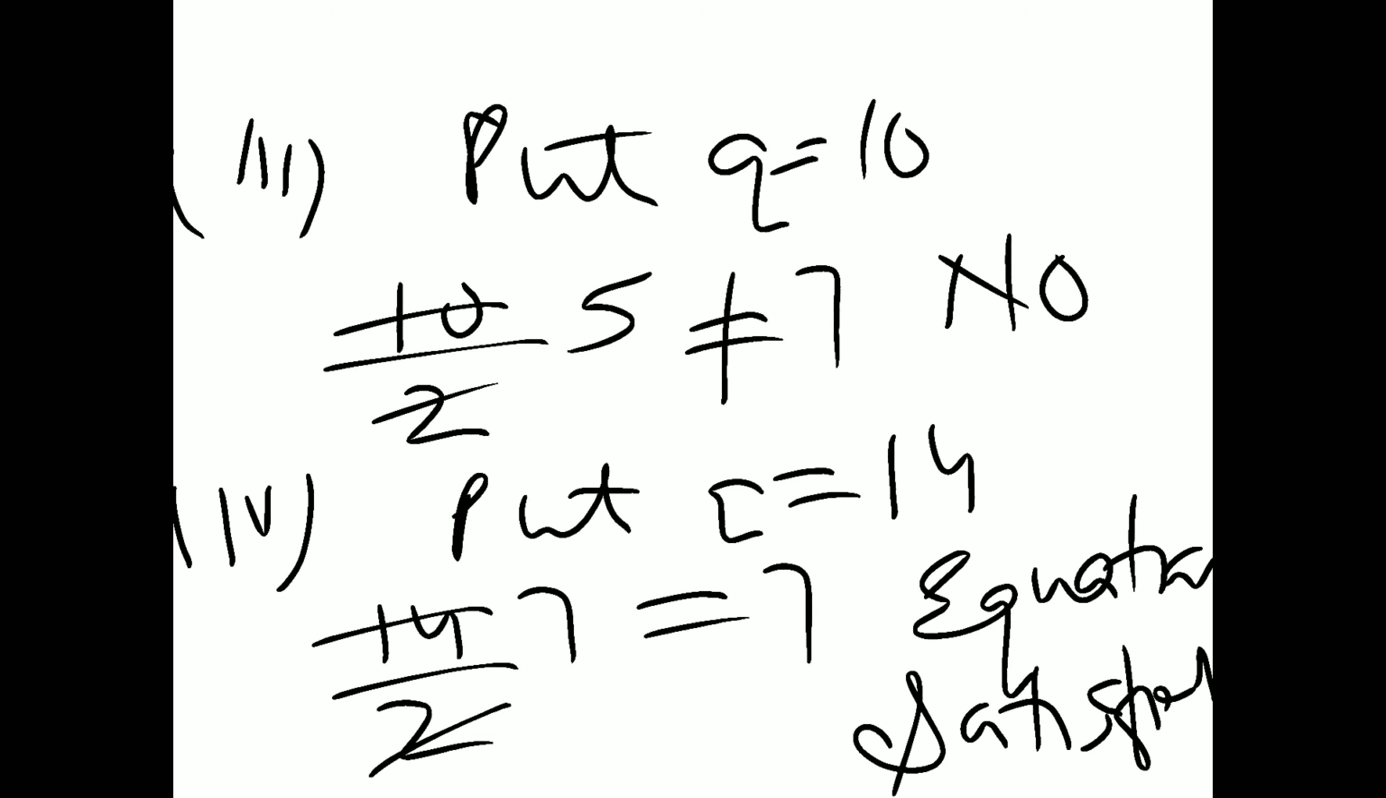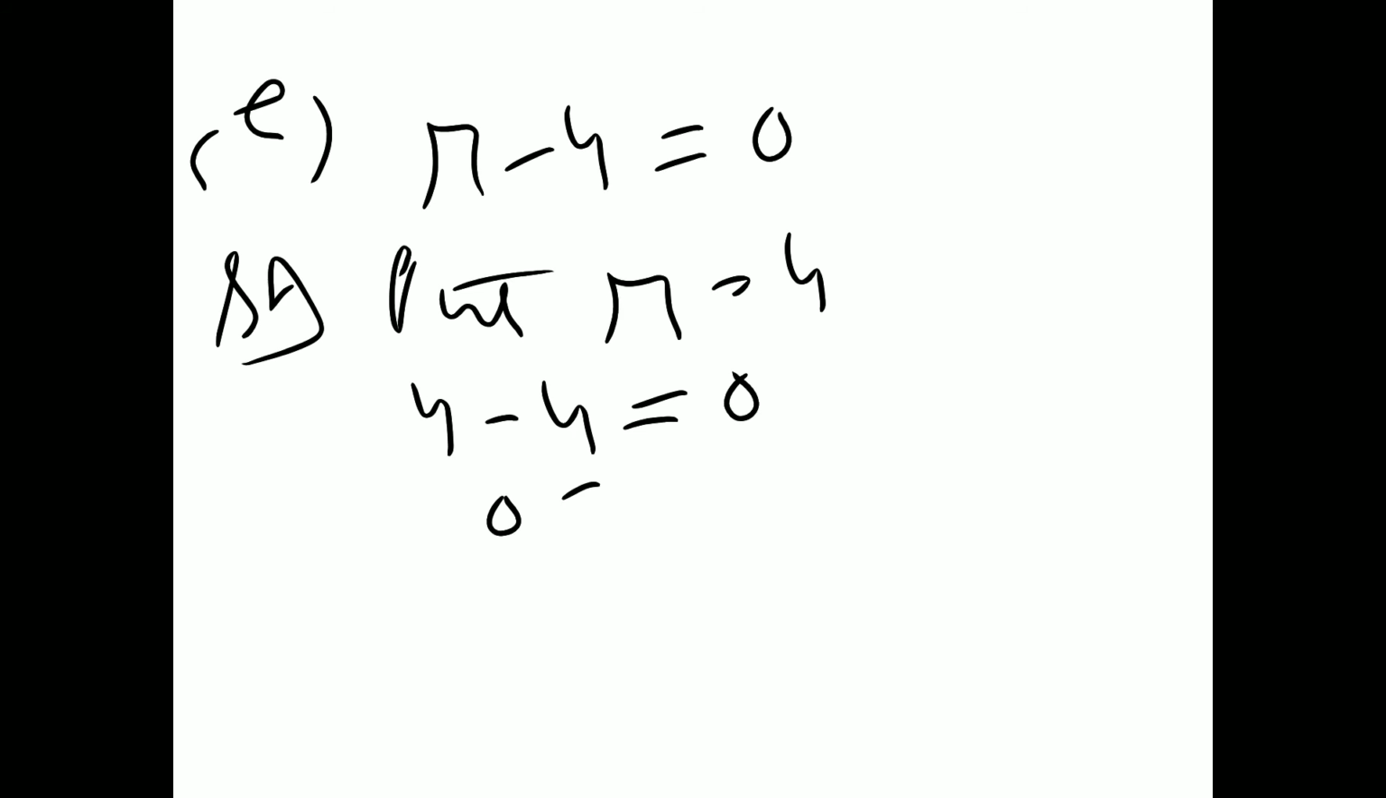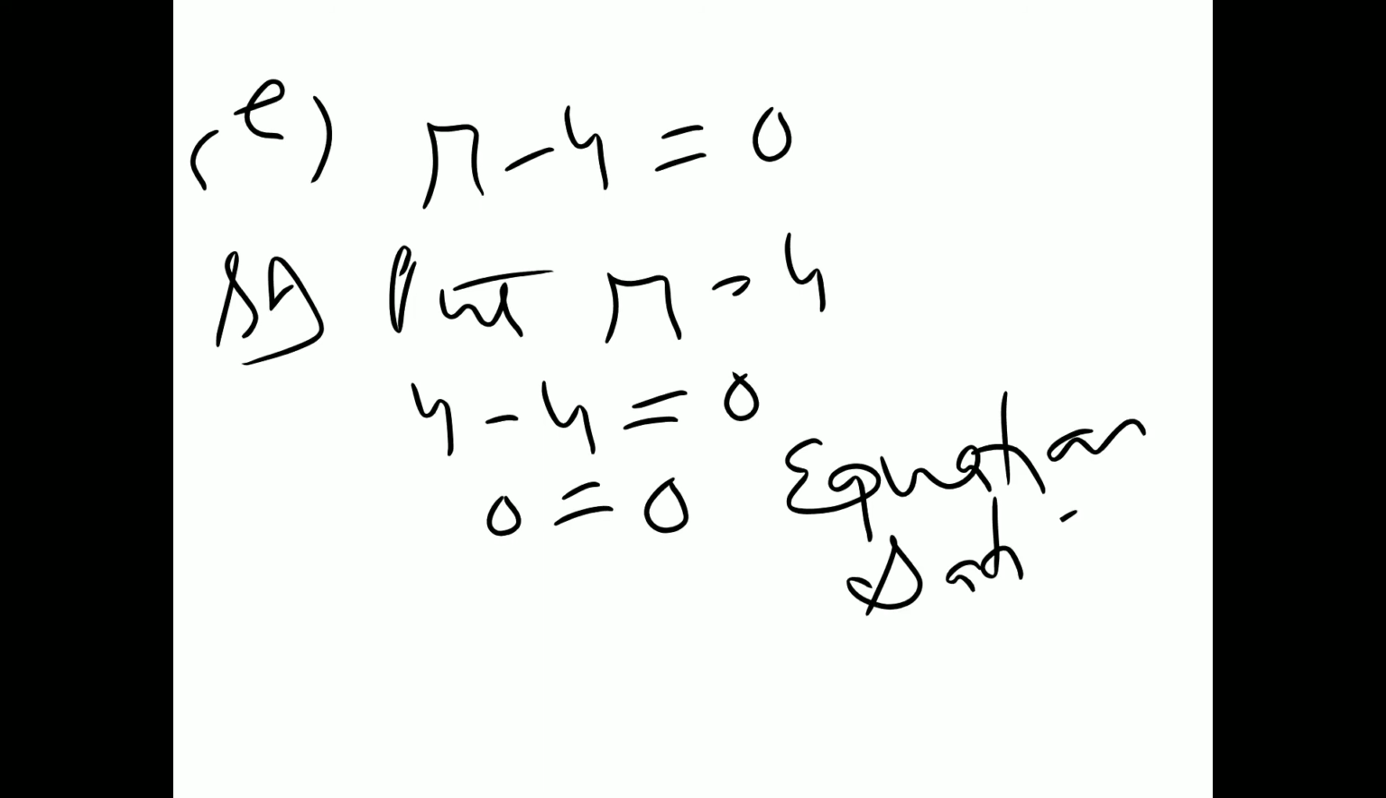Clear? Now we do E part of it. E part is R minus 4 is equals to 0. Now you have to put R is equals to 4. 4 minus 4, it should equals to 0. So 0 is equals to 0. So answer is equation satisfied. Clear? Now we do second part of it.